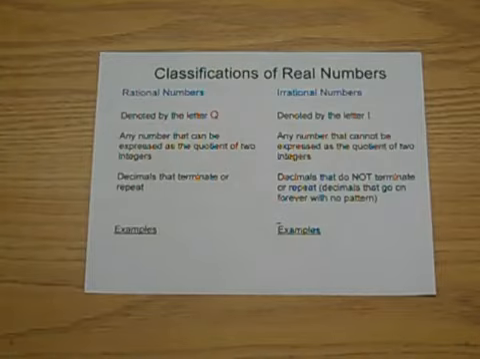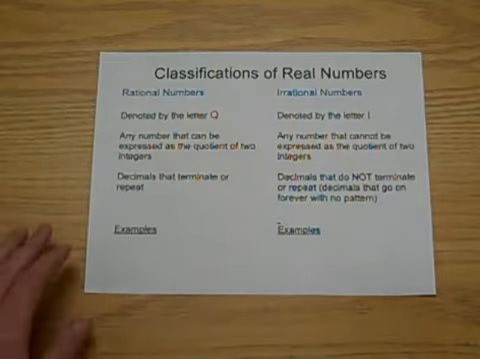Well, that's kind of hard to remember sometimes, so the easy way to remember it is rational numbers are decimals that terminate or repeat. A terminating decimal ends, a repeating decimal goes on forever and has a pattern. Irrational numbers don't terminate or repeat. They go on forever with no pattern. So what are some examples?